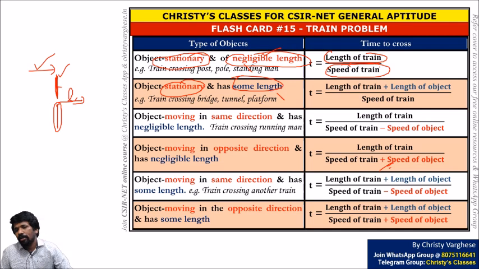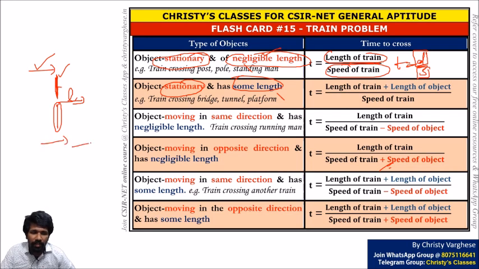You don't have to learn it as a separate formula, just time is equal to distance by speed itself we are applying. But depending upon distance and speed, 6 cases are possible. The second case is when the second object is having some length. This is the most important case because the most number of questions are asked from this.